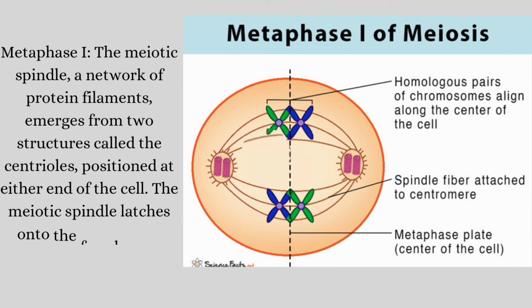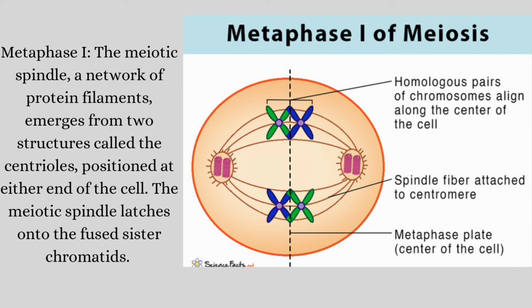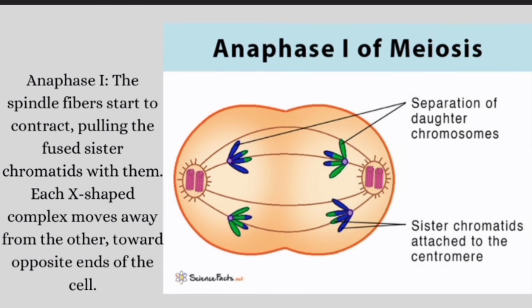Next is metaphase I. The meiotic spindle, a network of protein filaments, emerges from 2 structures called the centrioles, positioned at either end of the cell. The meiotic spindle latches onto the fused sister chromatids. By the end of metaphase I, all the fused sister chromatids are tethered at their centromeres and line up in the middle of the cell. The 2 homologs still look like 2 X's sitting close together.